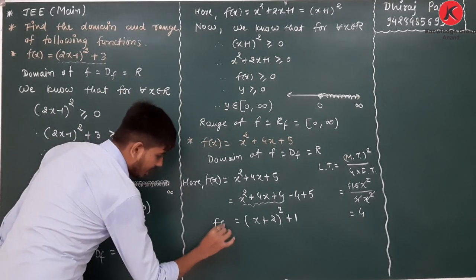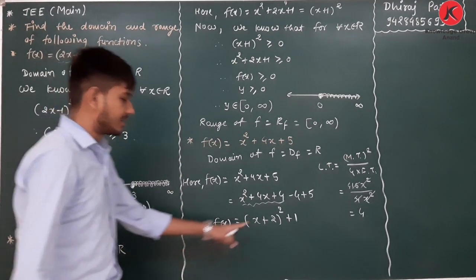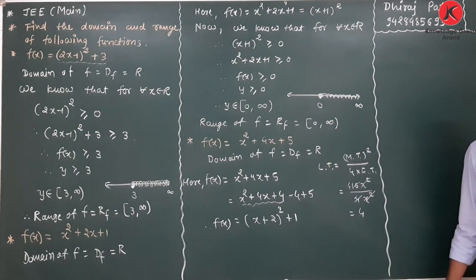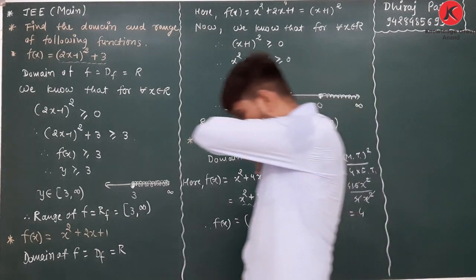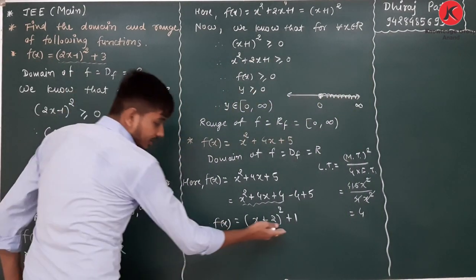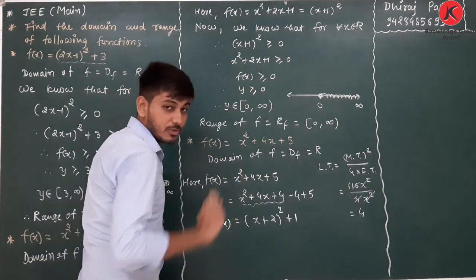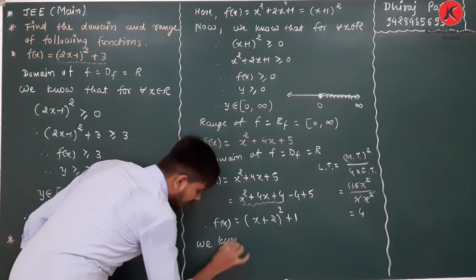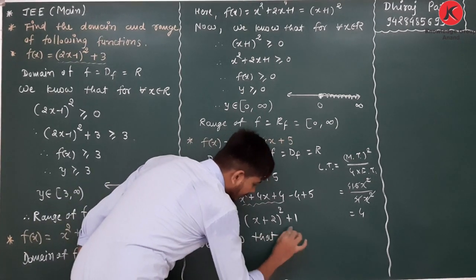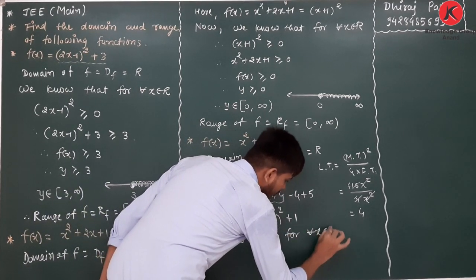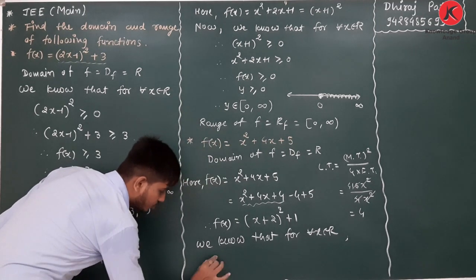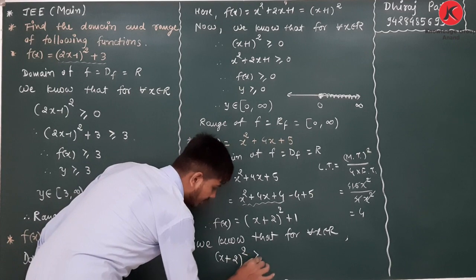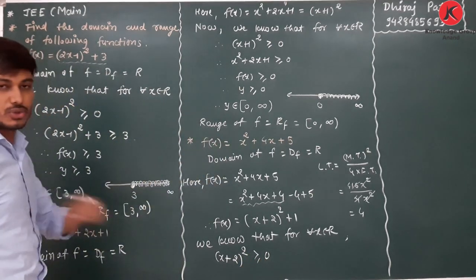This is your f of x. Now your f of x is converted into perfect square. જે perfect square ના form માં convert થઈ ગયો f of x. Okay, therefore we know that any perfect square term is always positive or equals to 0. Here we know that for every x belongs to R, x plus 2 whole square, this is perfect square term which is greater than equals to 0.